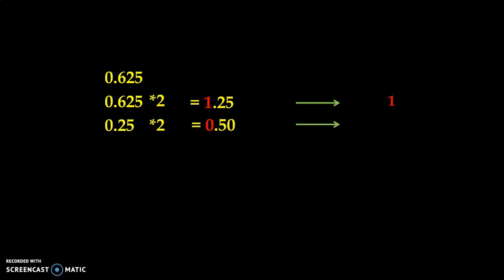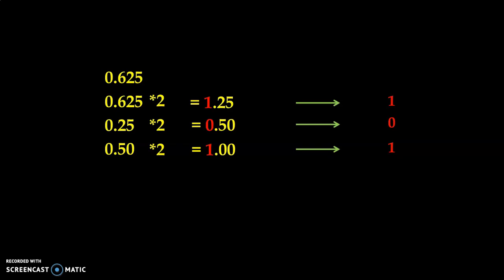So 0, that is the integer value, we are taking apart, and 0.50, that is the fractional value, we are taking back to the repeated multiplication. So it will come to 1.00. Now the integer value, that is 1, we are taking apart, and we can notice that the fractional value has come to 0.00. So there is no need for repeated multiplication.